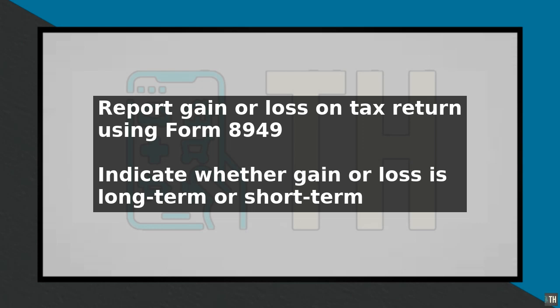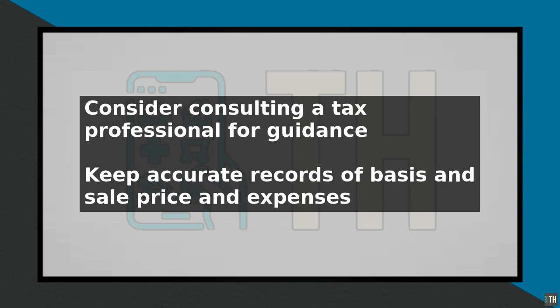You will then transfer the information from Form 8949 to Schedule D, where you will calculate your total long-term gains and losses. If you have a gain, you may be subject to capital gains tax, which can range from 0 to 20%, depending on your income tax bracket. You may also be subject to the net investment income tax, which is 3.8% of your net investment income.